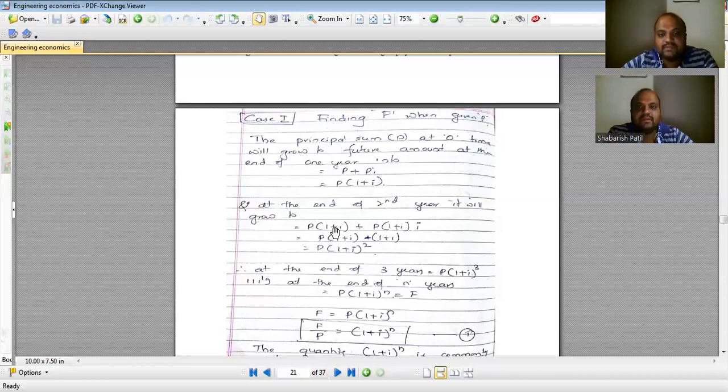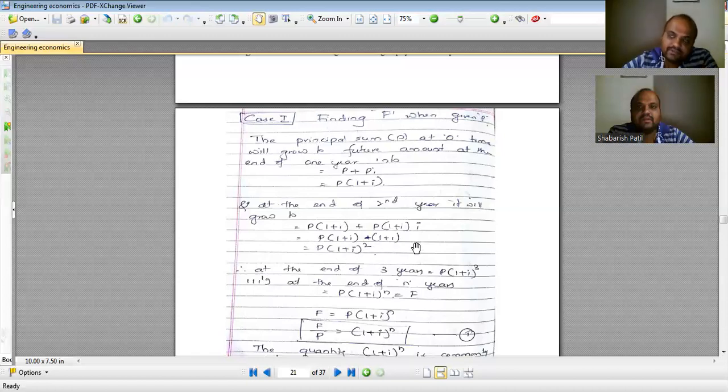So what will happen is P into 1 plus I is common here. So I'm just taking it outside, then it will be multiplied by 1 plus I. Okay, this is a multiplication. So this will happen to P into 1 plus I raised to 2. So at the end of second year, my future value will be P into 1 plus I raised to 2.